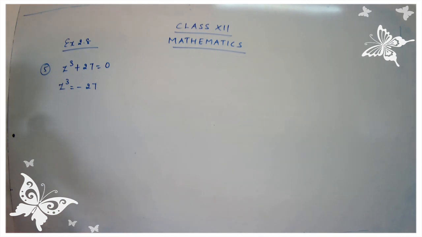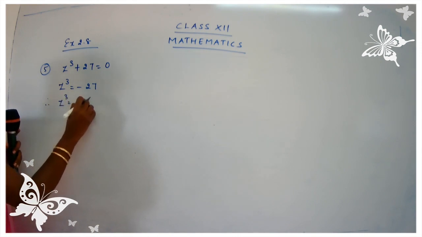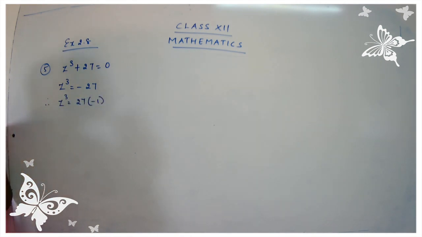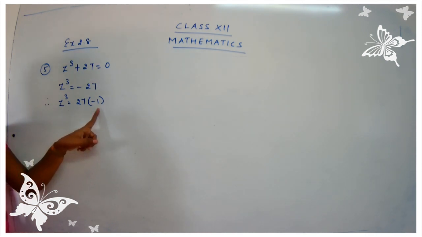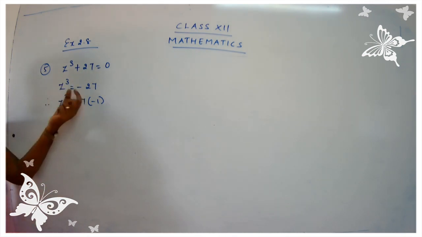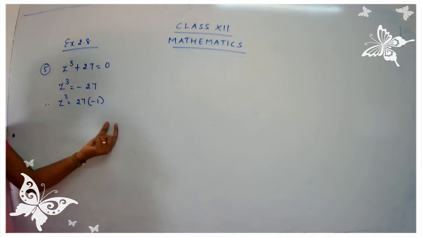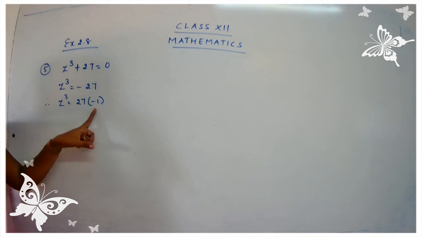Okay, now let's try to further simplify it. So what you are going to do here: z cube is equal to 27 into minus 1. That is, I am going to write down minus 27 as 27 into minus 1, because with this step we are not able to do anything. So we'll try to go for further simplification. We are going to write down minus 27 as 27 into minus 1. So z cube is equal to 27 into minus 1.